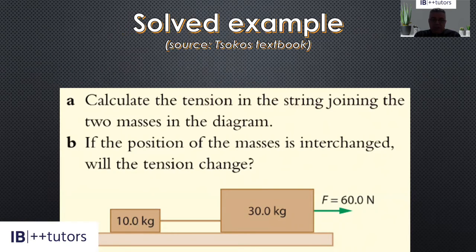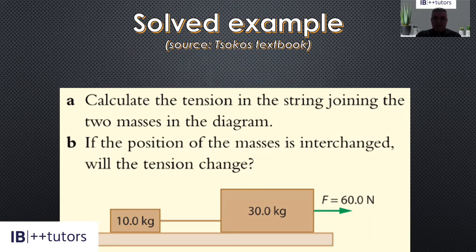And I have here a solved example. The source is the famous Chokos textbook, the IB Physics textbook. And it says, calculate the tension in the string joining the 2 masses in the diagram. If the position of the masses is interchanged, will the tension change?